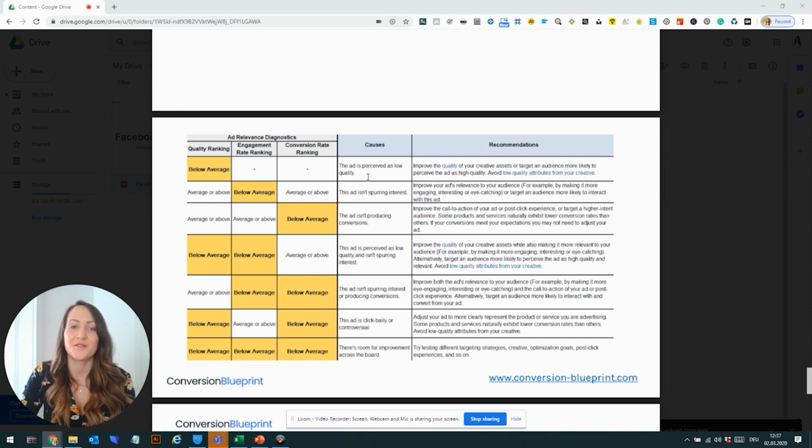Lastly, if your quality ranking is below average, your engagement rate ranking is below average, and your conversion rate ranking is below average, then you basically need to improve your ad completely across the board. So a new creative with a new copy to a new audience, and work on your call to action, work on your landing page experience, and so on. So there it's basically back to start.